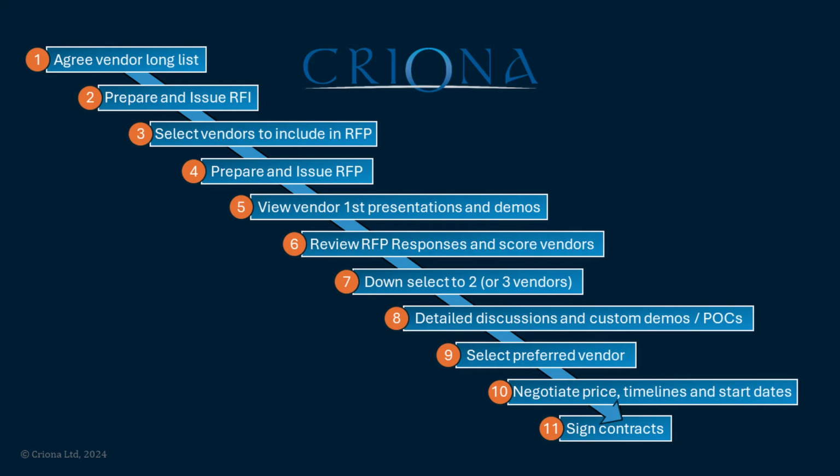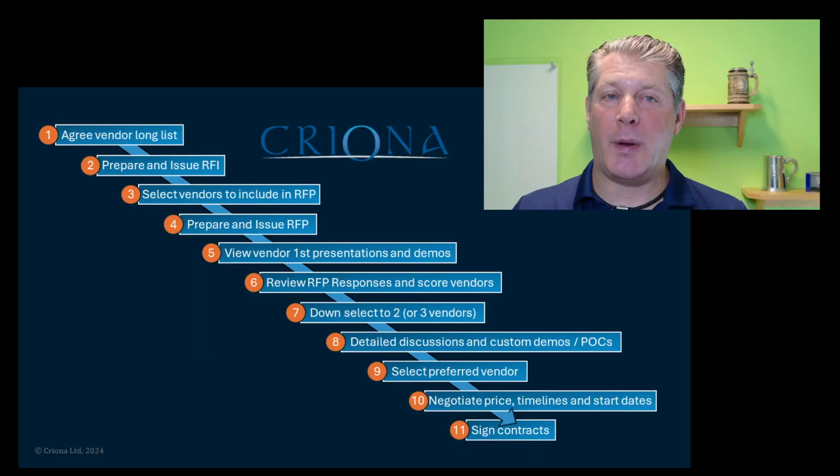Well, first we consulted the analysts and reviewed the Gartner Magic Quadrant for likely software vendors. Then we prepared and issued an RFI to get a feel for the vendors. Based on that request for information, we selected 5 vendors to include in our request for proposal. We prepared and issued the RFP with all our functional and non-functional requirements. And then we viewed vendor first presentations and demos.